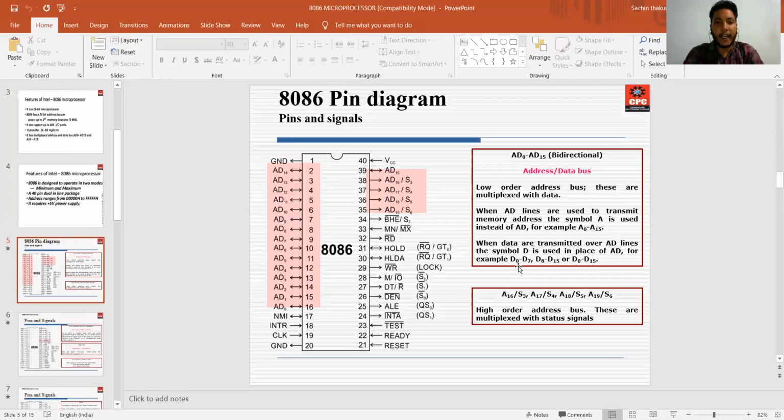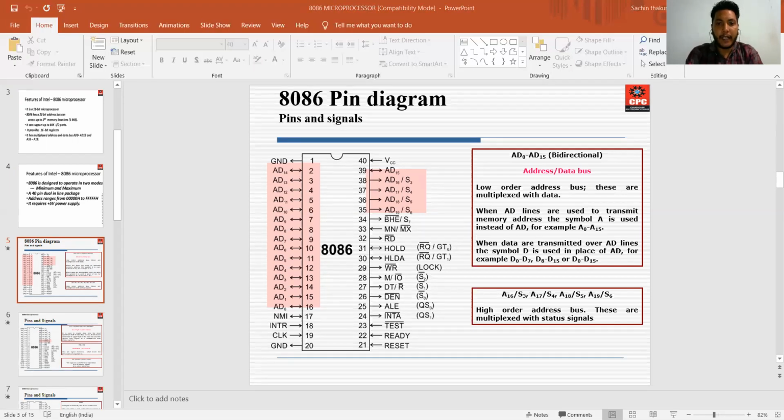So next is the 8086 pin diagram. This diagram represents the 8086 pins, which are arranged with 20 pins on the left side and 20 pins on the right side. Here pin 1 is at the top, then pin 2, pin 3, pins 1 to 20 on the left side, and 21 to 40 on the right side.